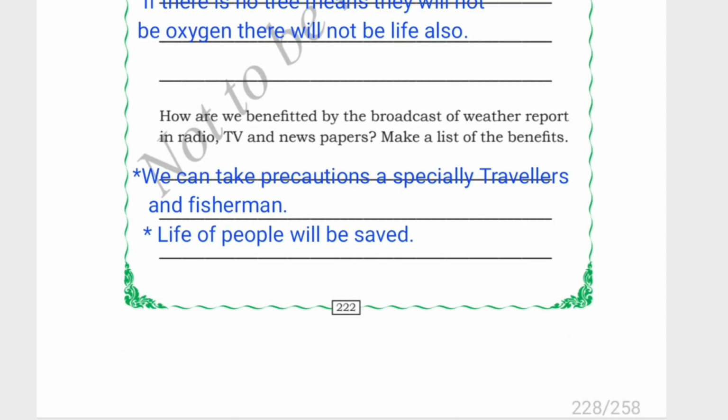How are we benefited by the broadcast of weather report in radio, TV and newspapers? Make a list of the benefits. We can take precautions, especially travelers and fishermen. Life of people will be saved.